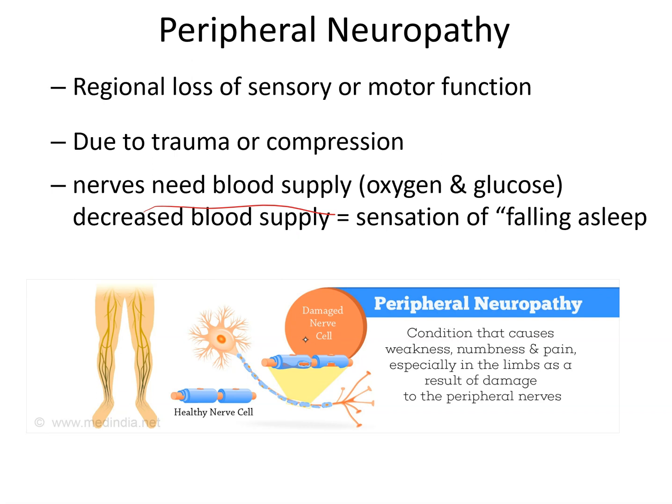And we've probably all had this happen when we've sat in the wrong position for too long. You notice your limb falls asleep. Well, that feeling of falling asleep is because the blood flow's been restricted. And you might notice you can't feel it anymore, right? It's numb. And so that's what's happening, you're having a peripheral neuropathy.